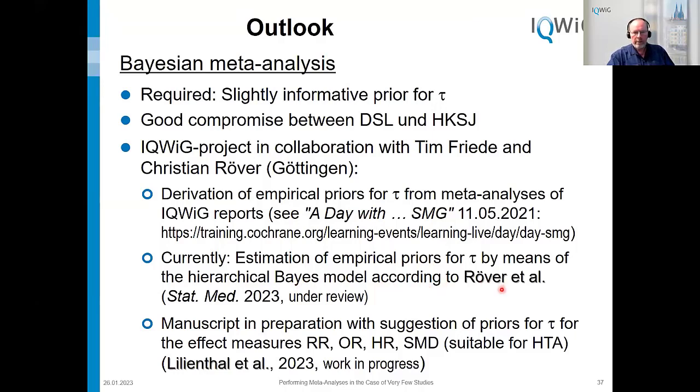Currently, we are busy with estimation of the empirical priors by means of a hierarchical Bayes model proposed by our colleague Christian Röver. And now we prepare a manuscript with suggestions of priors for tau for the effect measures risk ratio, odds ratio, hazard ratio, SMD, suitable for applications in health technology assessment.